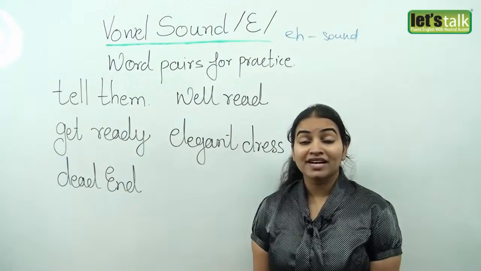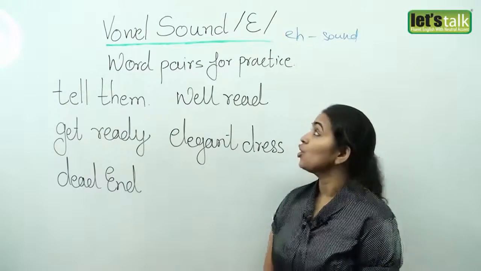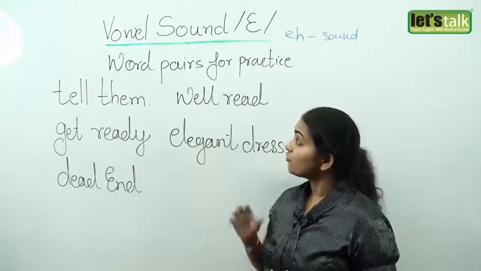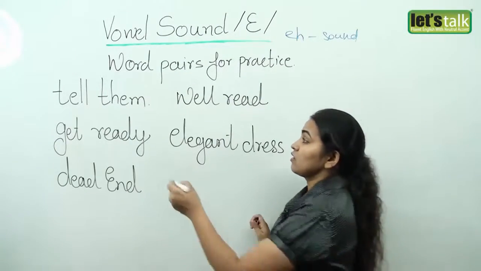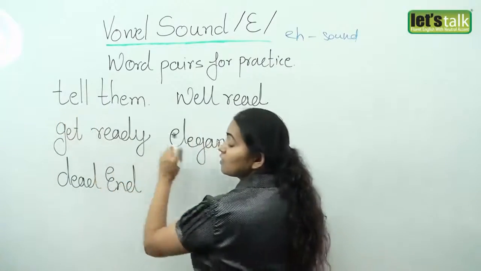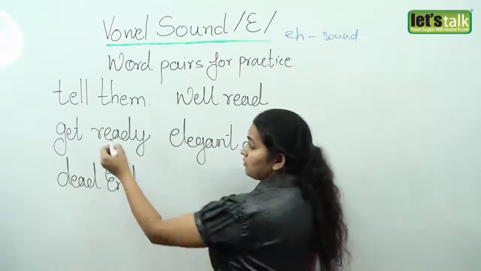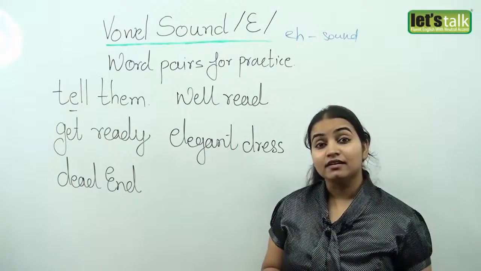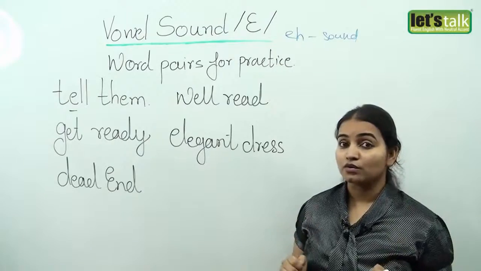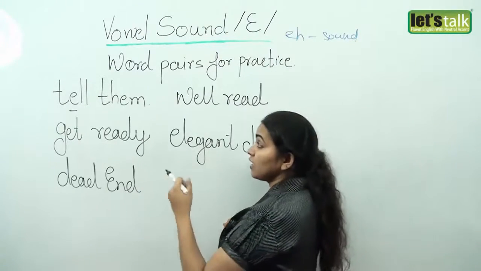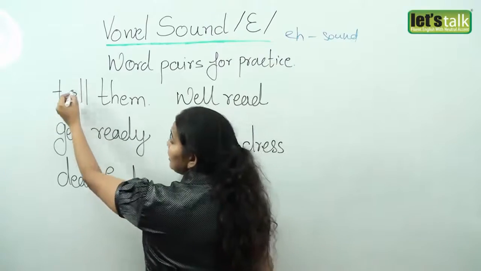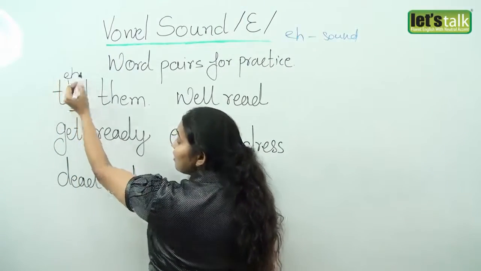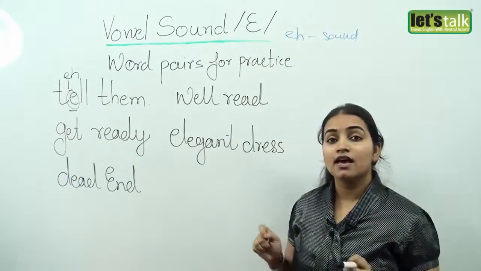Okay, now we will practice some word pairs to get this sound of the correct, okay? The first word pair is tell them. We already know that the E gives me the sound. And therefore, when I say tell them, the E in this word gives me the sound. So it is a tell.